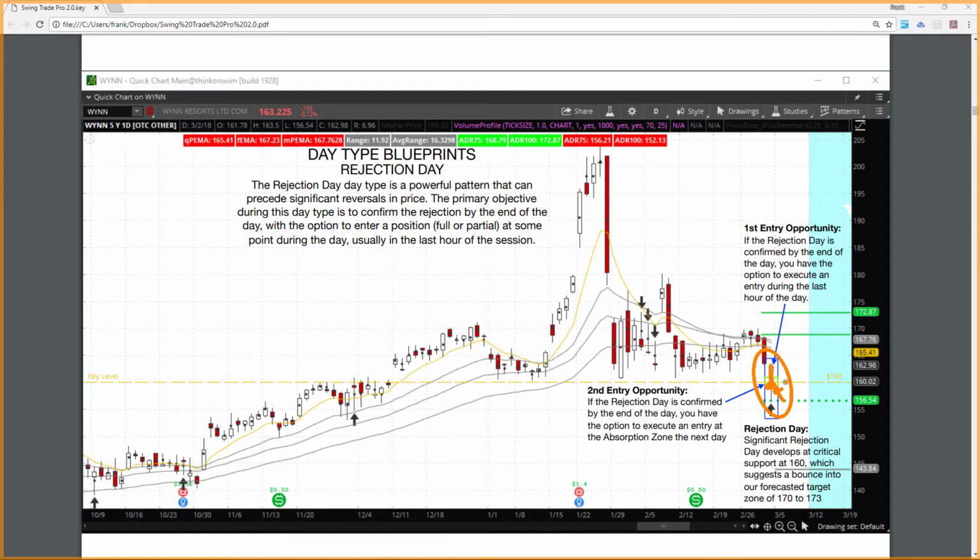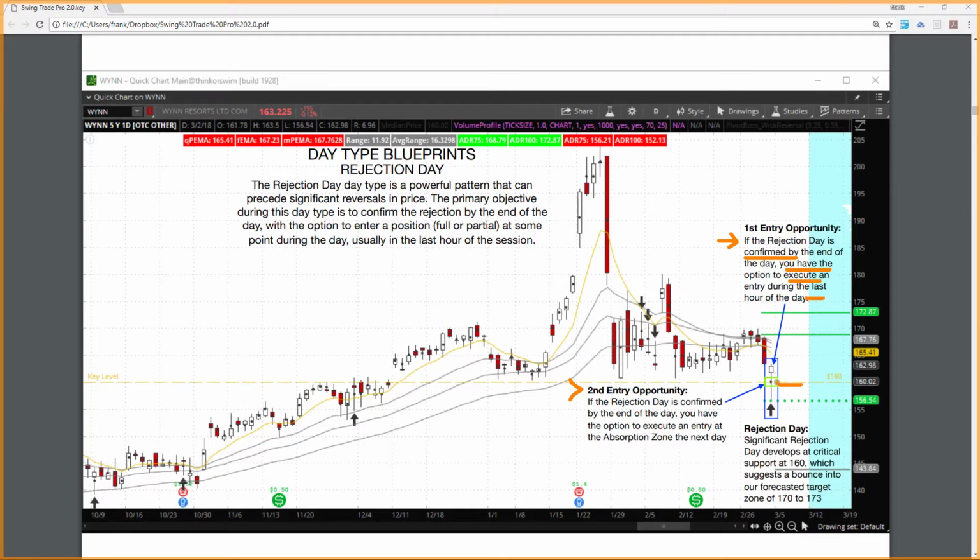So you have to confirm this pattern by the end of the day, and that's why I say here, if the rejection day is confirmed by the end of the day, you have the option to execute an entry during the last hour of the day. The second entry opportunity comes the next morning at the absorption zone. So if the rejection day is confirmed by the end of the day, you have the option to execute an entry at the absorption zone the next day.